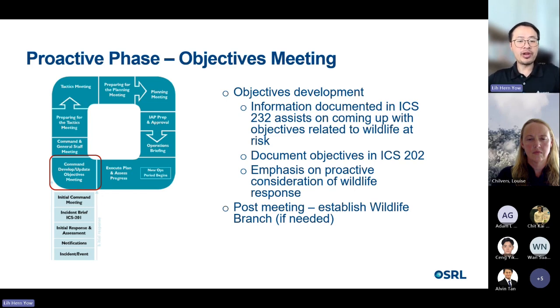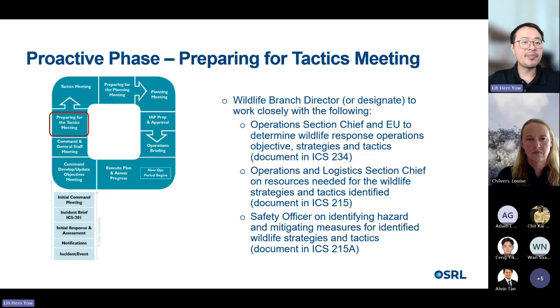And one of the post-meeting items would include, let's say, a need to establish a wildlife branch, because if you have set up objectives that you would want to, for example, capture any wildlife, then a wildlife branch would be necessary to be established, and this will be under the responsibility of the operations section chief. The next one will be the preparation for tactics meeting.